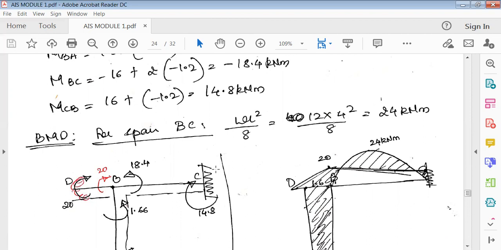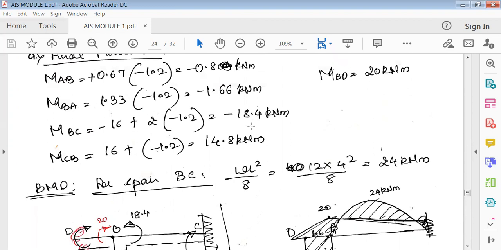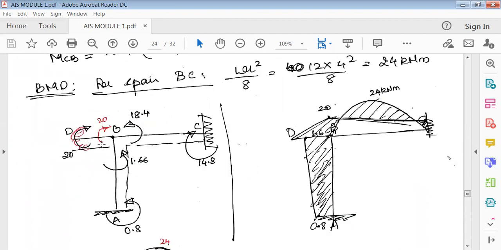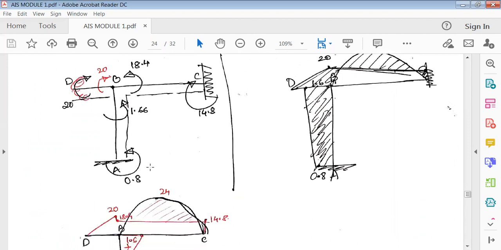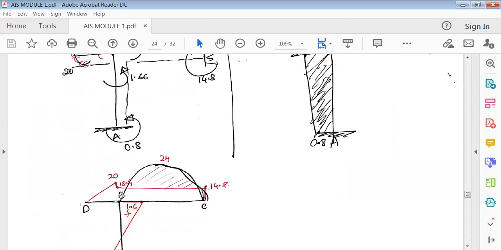Next, MCD and then MBD. MBD is plus again. Plus means again like this. You have to show clockwise. You have shown here in red mark. So all these three moments should be near the joint B only. Don't refer to this diagram. Refer to this diagram. Once again, this is the correct diagram.